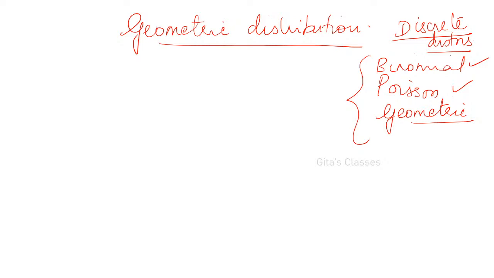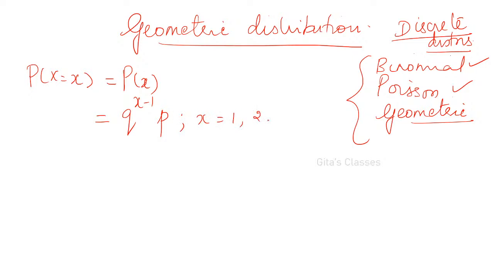So what is geometric distribution? Because it is a discrete distribution, you have a PMF, probability mass function. A random variable capital X is said to follow geometric distribution if it has the distribution P of capital X equal to small x is equal to q to the power x minus 1 into p, where x can take the values 1, 2, 3, etc., and p plus q is equal to 1 as usual.